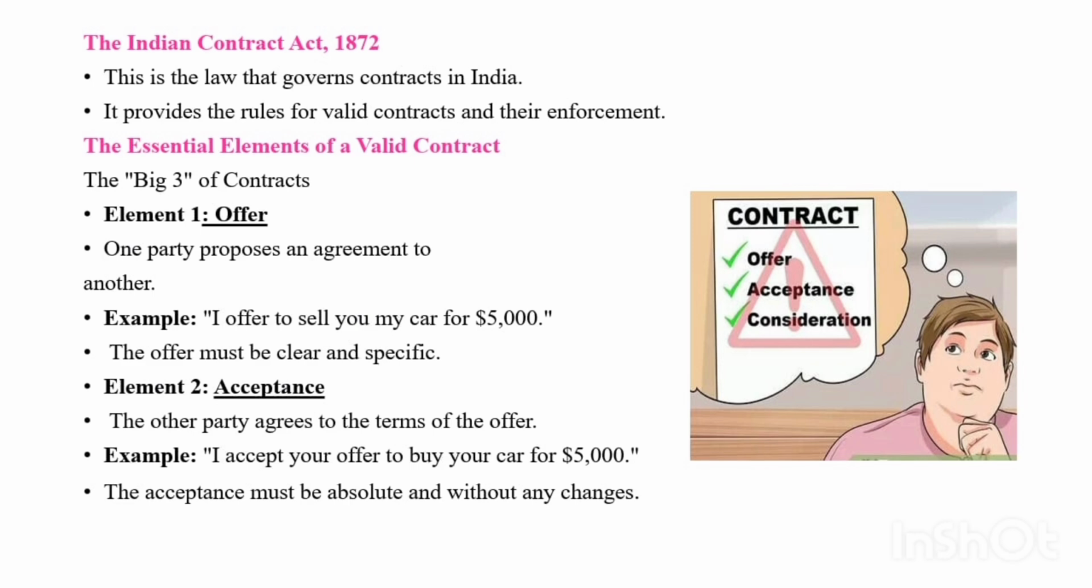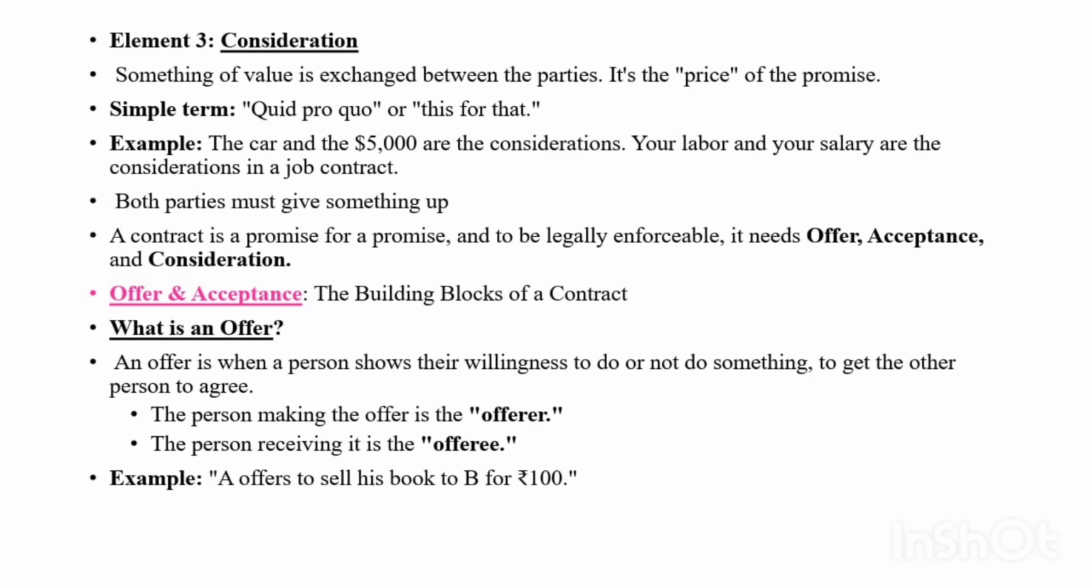And finally, there has to be consideration. This is the most important part. It's the something of value that is exchanged between the parties. This is the price of the agreement. In our car example, the consideration is the car itself and the 5 lakh rupees. If one person offers something and gets nothing in return, it is not a legally binding contract. So, a contract is a promise for a promise, and to be legally enforceable, it needs offer, acceptance, and consideration. These are the three essential elements of a valid contract.